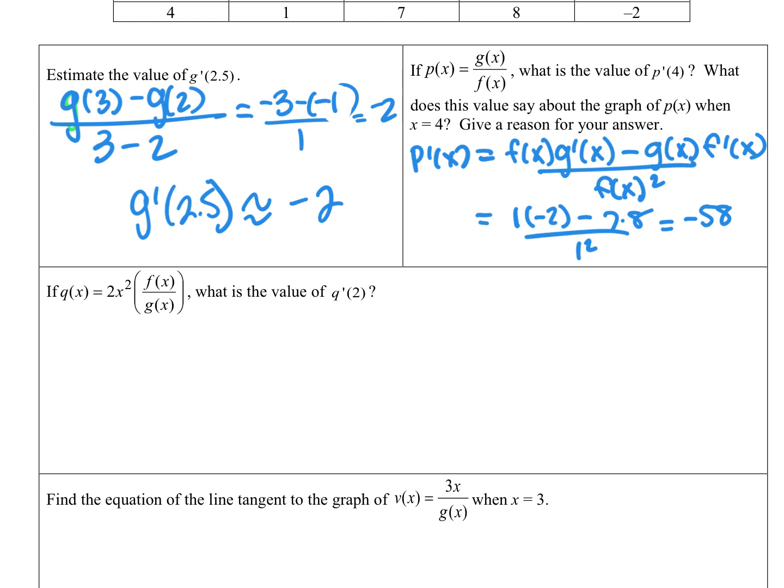What is this number graphically? Since it's p prime at 4, what is this number on a graph? Slope of the tangent line at 4, right? This is the slope of the tangent line at 4.